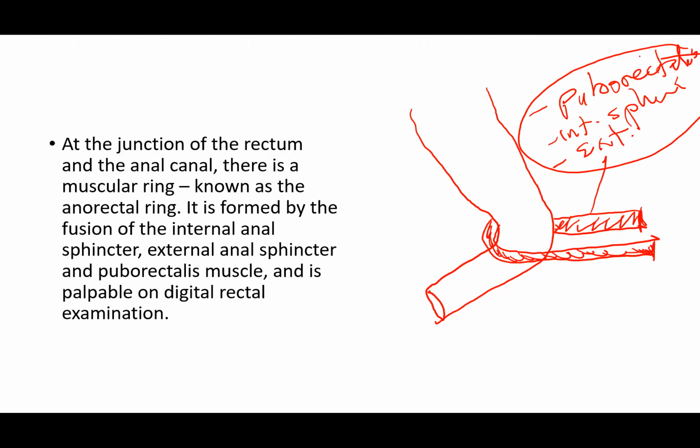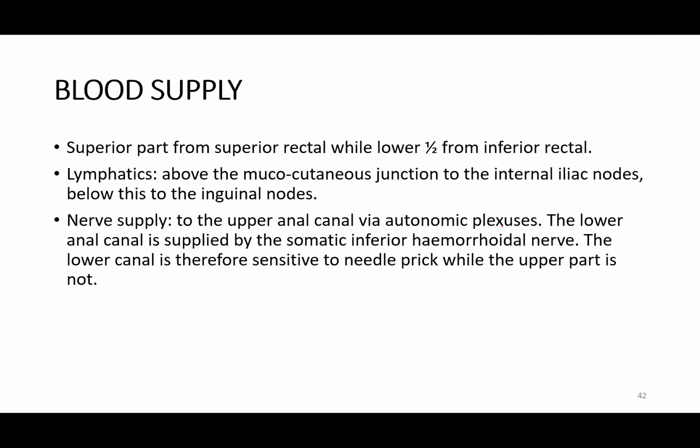Okay? Now, if you are doing a digital rectal examination, you palpate this thickness here, known as the anorectal ring. It's formed by the fusion of the internal anal sphincter, external anal sphincter, and puborectalis muscle, and is palpable during digital rectal examination. What is the blood supply to the anal canal? The superior part is from the superior rectal, while the inferior one half is from the inferior rectal.